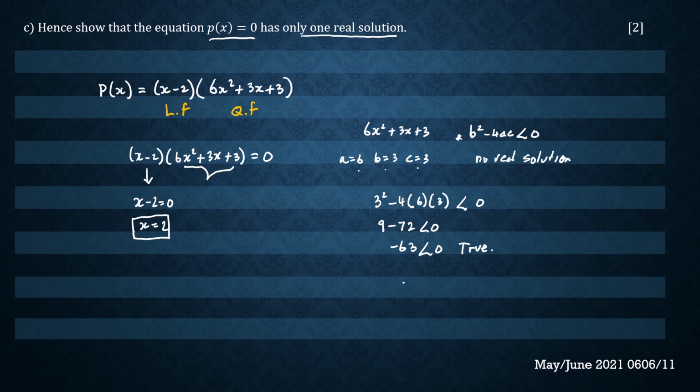That indicates that our quadratic equation, 6x squared plus 3x plus 3 equals 0, has no real roots. So the only root that exists is from the first factor, x minus 2.